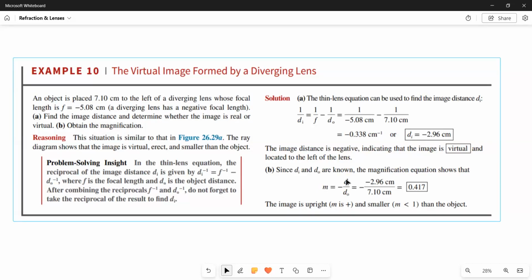And the magnification. In the magnification, you put all of this inside and watch what happens. You get 0.417. And the fact that it's less than 1 means the image is smaller. The positive value tells you that the image is going to be upright. It is not inverted, right? And we saw that in the picture already.